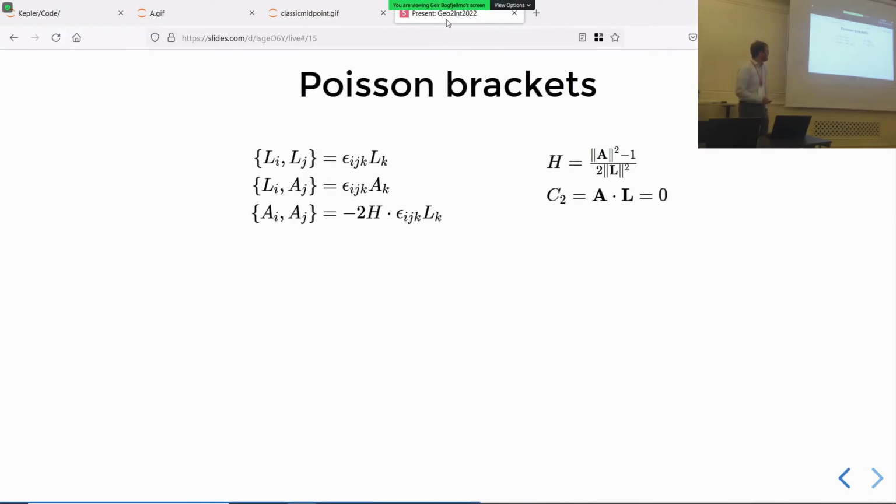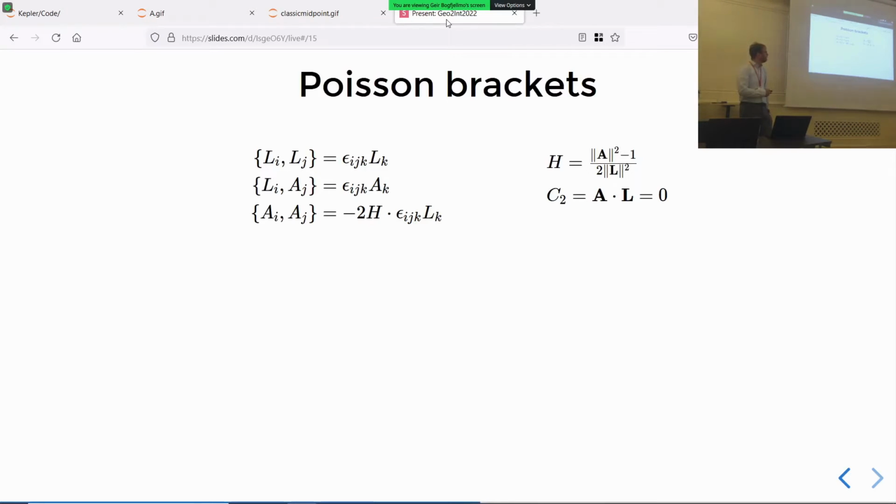Okay, so now I need to figure out the brackets, because I now want to write a Hamiltonian system using the Poisson brackets, and I want to write it in these coordinates. So this is the Levi-Civita symbol. You just compute the brackets. L and L is fine. L and A, they're fine. But if I take the components of A and take the brackets of each other, it's sort of fine, but I get this minus 2h in here.